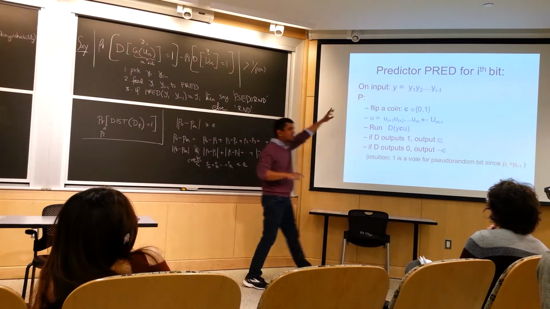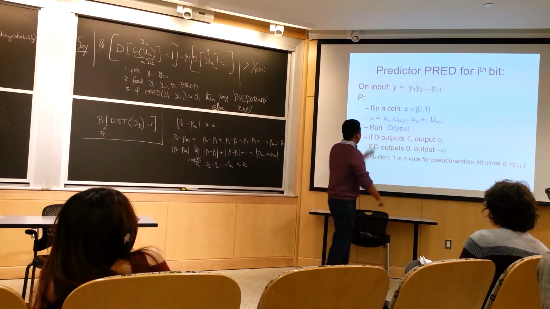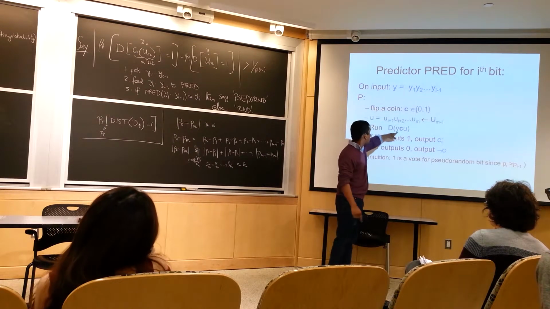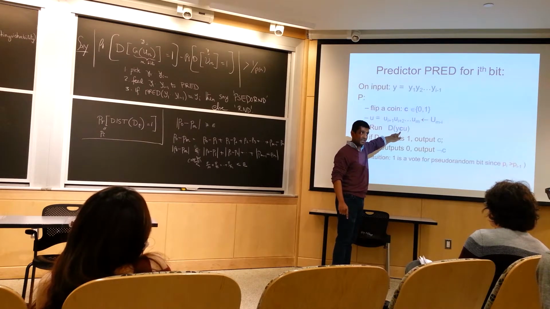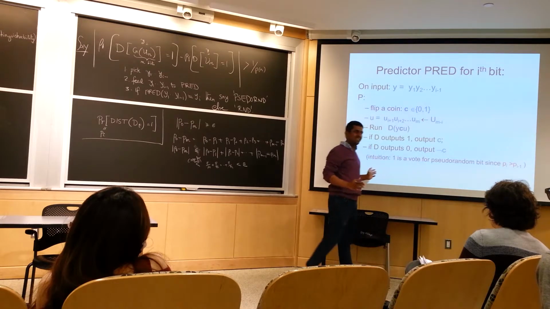So I have y1 up to yi minus 1. My goal is to predict yi. The ith bit, I'm going to plug in the coin here. The rest of the bits are random. So really, all the bits are random. Okay? That's what it is.